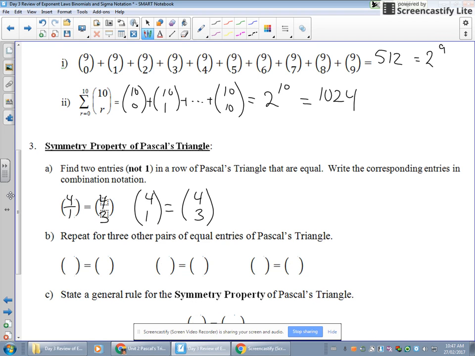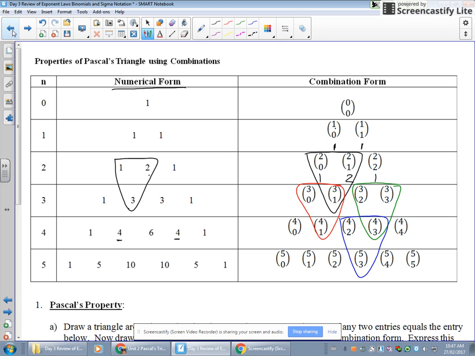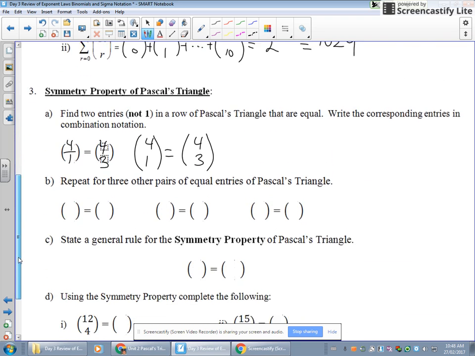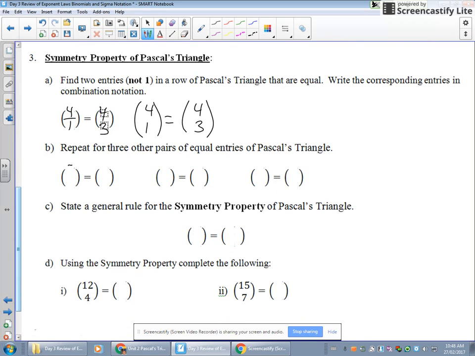Looking at other examples, I'll choose 5 and 5, which is the same as 5 choose 1, 5 choose 4. I'll choose 10 and 10, 5 choose 2, 5 choose 3. 3 and 3 is 3 choose 1, 3 choose 2. So just summarizing those, 3 other pairs, we said 5 choose 1 was the same as 5 choose 4, that 5 choose 2 was the same as 5 choose 3, and that 3 choose 1 was the same as 3 choose 2.